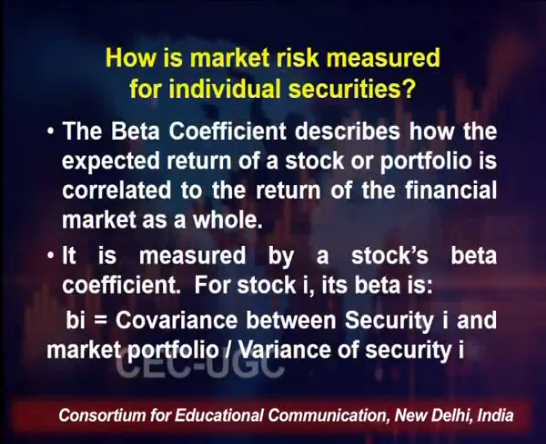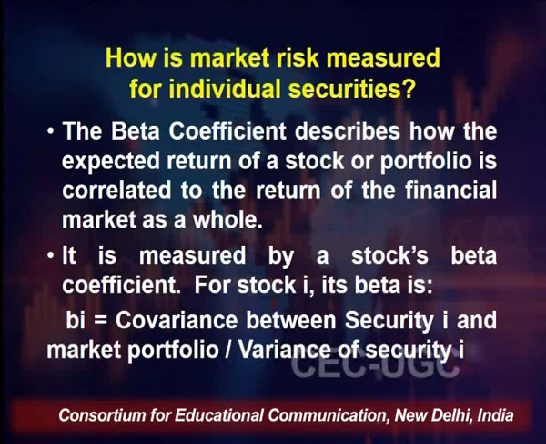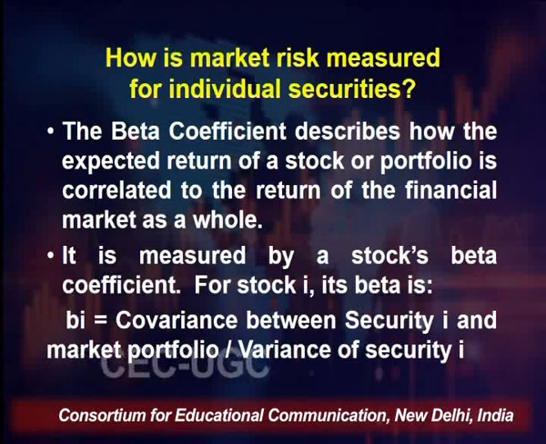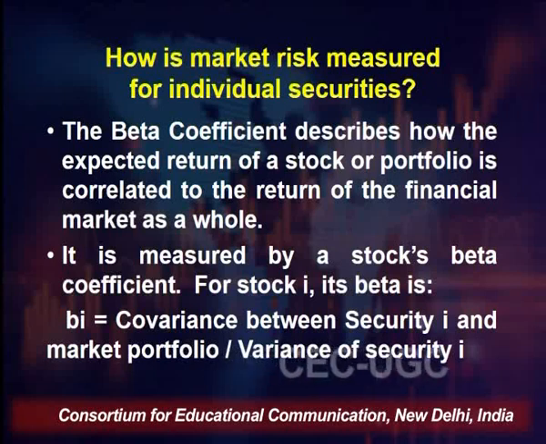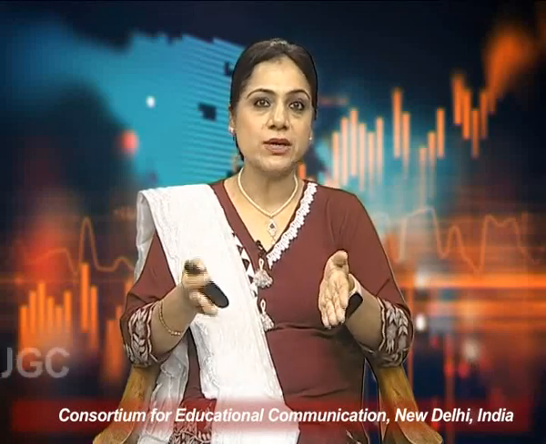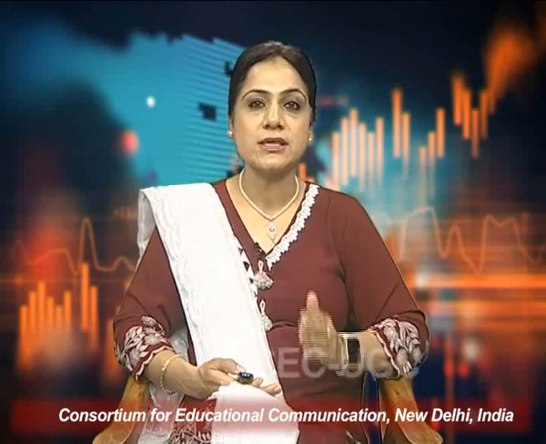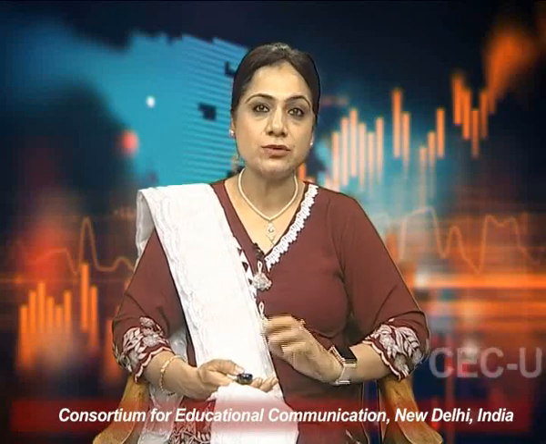Now, how do we measure it? It is measured by a stock's beta coefficient, which is calculated as the covariance between the security, say A, and the market portfolio in the numerator, and we divide this by the variance of the security in which we are investing. So, I repeat, the beta coefficient can be calculated as the covariance between the stock in which we are investing and the market portfolio. This comes as the numerator, and in the denominator, we divide this by the variance of the particular security in which we are trying to invest.